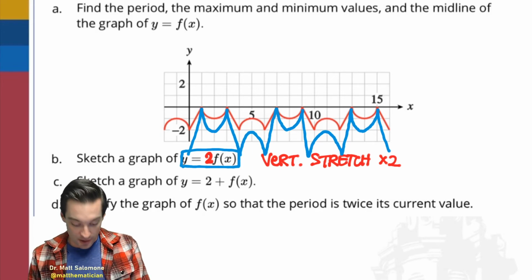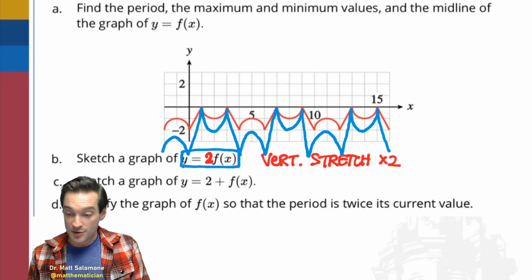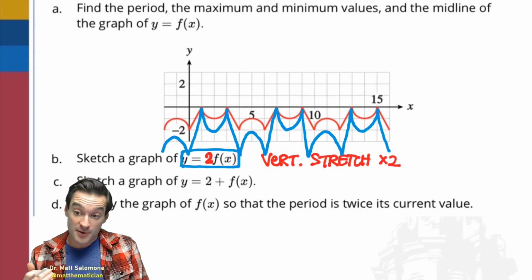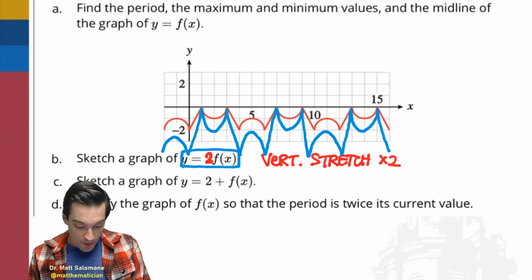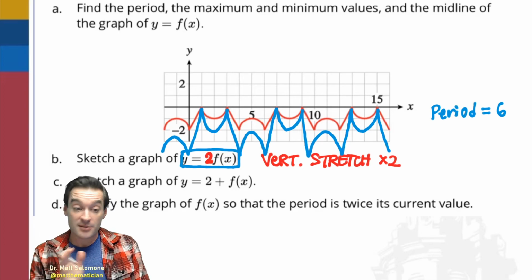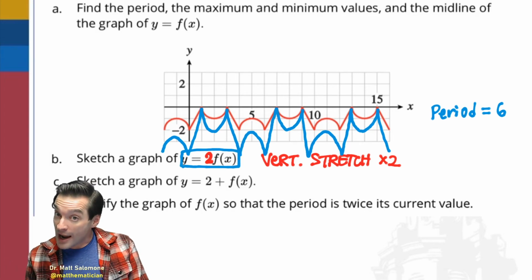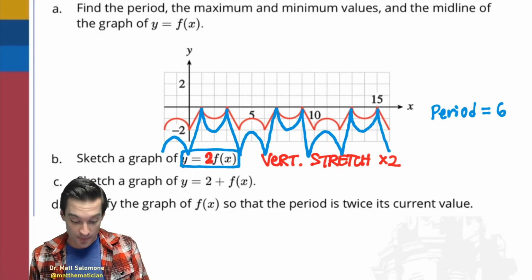So here's a graph of what this would look like if I multiplied by 2 on the outside of f of x, right? I vertically stretch this thing out by a factor of 2. So what doesn't change is anything that we measured in the horizontal direction, namely the period. The period didn't change. The period is still 6. This is still repeating itself every 6 units. But anything that we measured in the y direction could potentially have changed here.